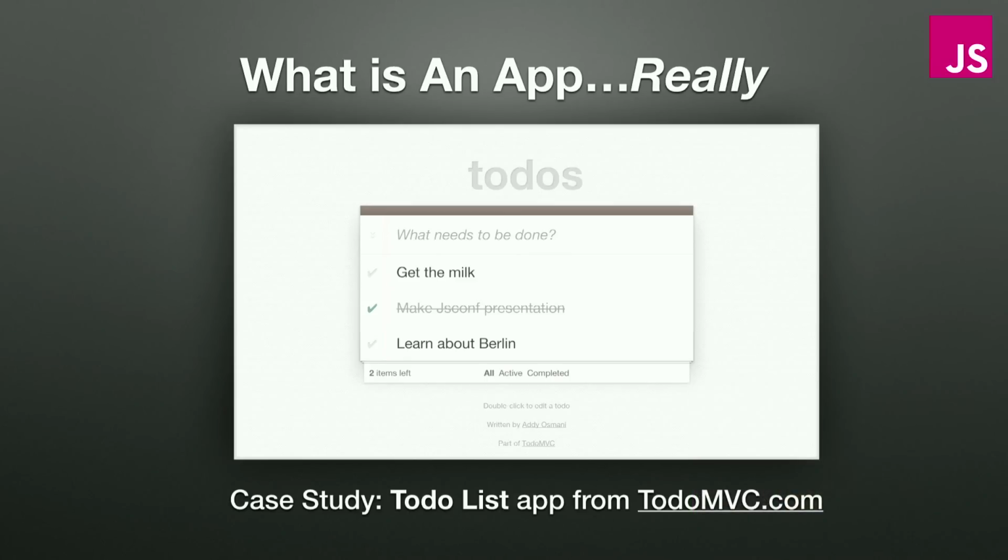So we'll use this as a case study, the awesome to-do app from the 2D MVC project. I'm sure all of us have maybe created some version of this app. Some of us may have even contributed to the project using different frameworks to create a to-do app. So I think it'll be a good example that most of us can relate to.